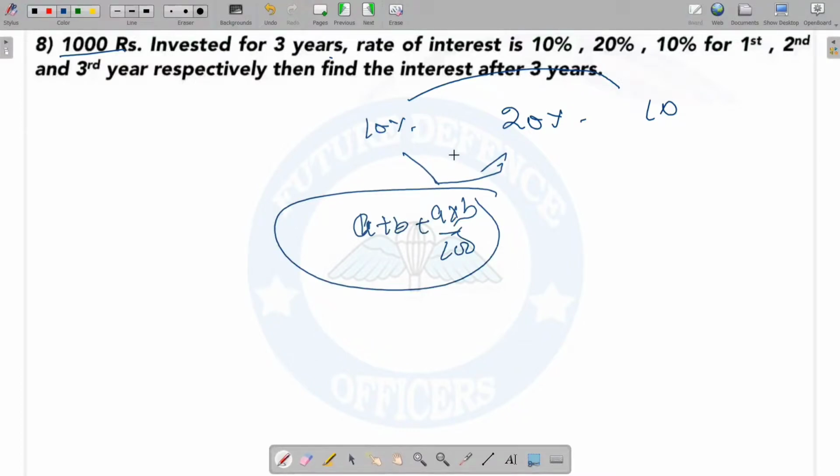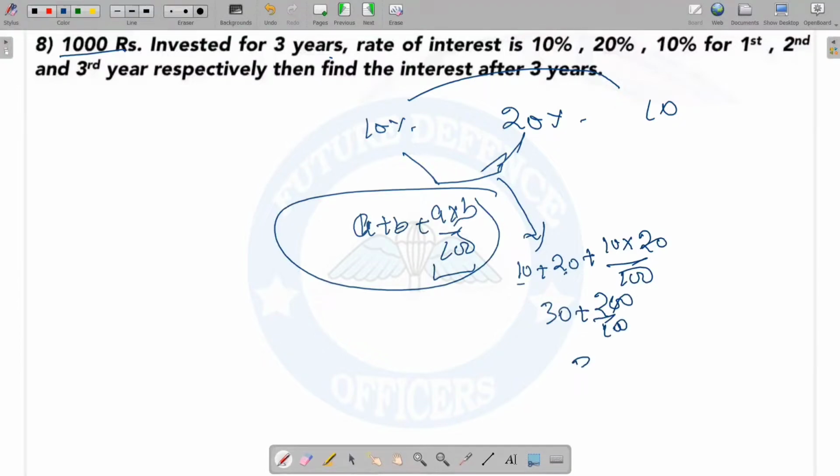In simple interest, it is directly A plus B, as we have seen, we were directly adding, but in compound interest, this extra term comes. So how much is it actually? 10 plus 20 plus 10 into 20 upon 100. So it became 10 plus 20, 30, plus 200 upon 100, that means 32%.